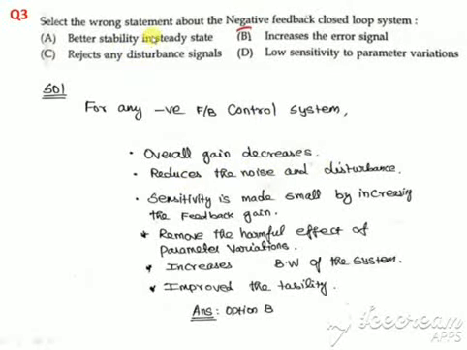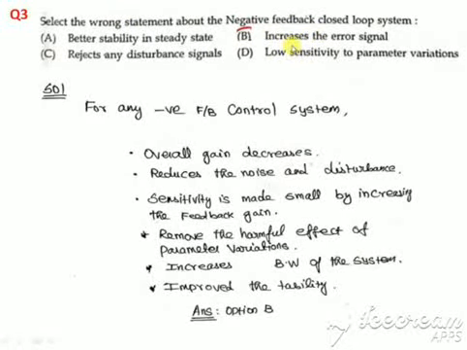And sensitivity is made small by increasing the feedback gain, removing the harmful effect of parameter variation, so this is also correct. And it increases the bandwidth of the system and improves the stability, so this is also correct. So the wrong statement is increase the error signal, so the option is option B.